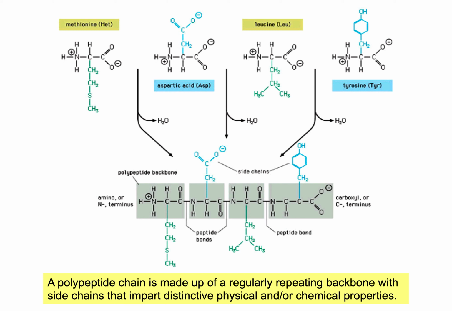So proteins are polypeptides made up of a regularly repeated backbone with side chains that impart distinctive physical and/or chemical properties because of the charges. Those charges will affect how the protein will be folding on itself, and what is the active site that is being exposed, and is it functional or not. So this is how proteins are made from amino acids.